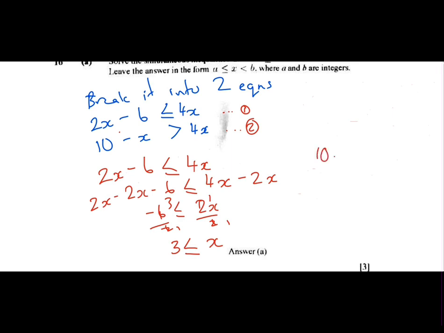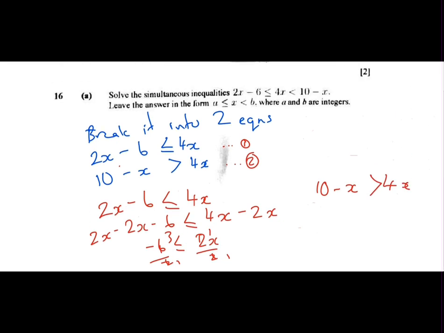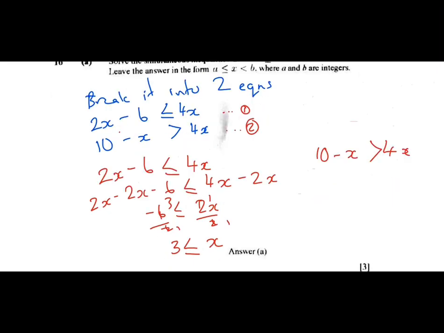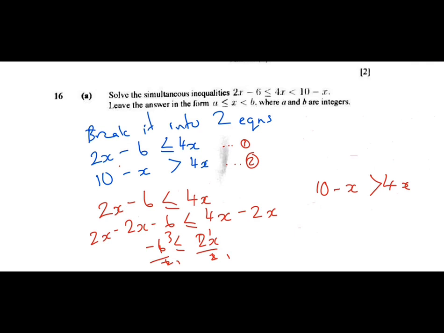10 minus x is greater than 4x. It would be better to rewrite it as 4x is less than 10 minus x. That would be a simpler way to solve it, because you wouldn't need to do much after you finish it when you want to join it. So let's rewrite it as 4x is less than 10 minus x, then we solve it that way. In this form, we just need to put them together and put x in the middle.